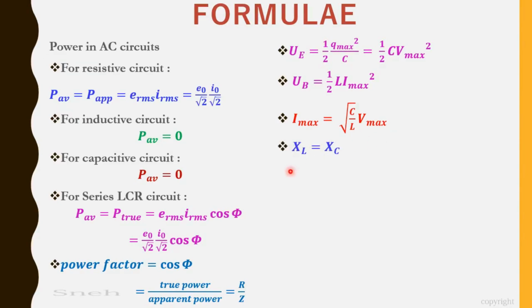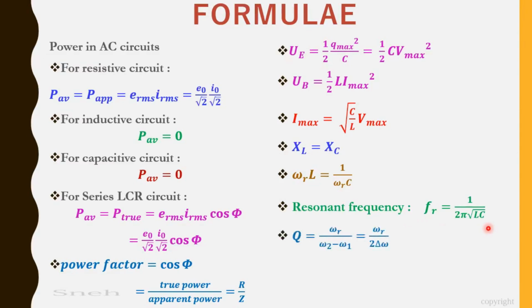Now for resonance, we have seen that XL is equal to XC. This is the condition for resonance. There is one more condition for resonance, that is omega R L is equal to 1 upon omega R C. Even this we can write in terms of frequency also. There is no need to again write it. Then resonant frequency fR is given by 1 upon 2 pi under root LC. This also we have discussed earlier.